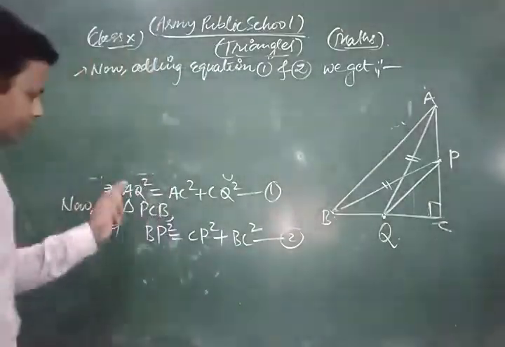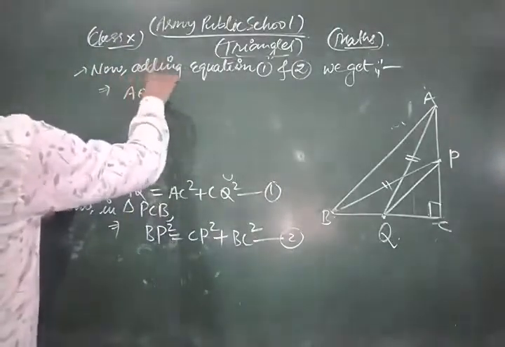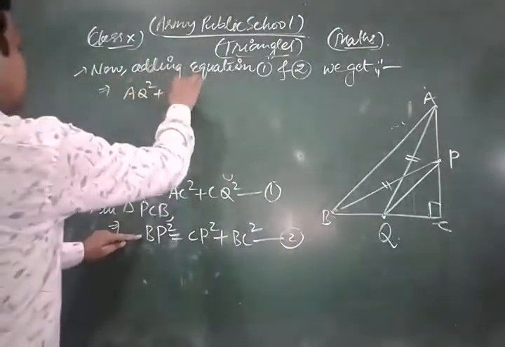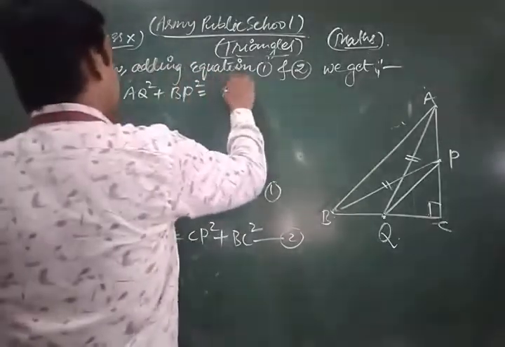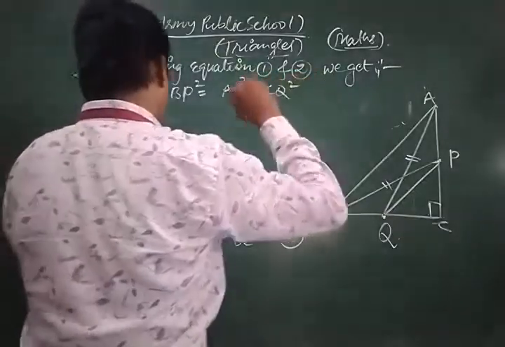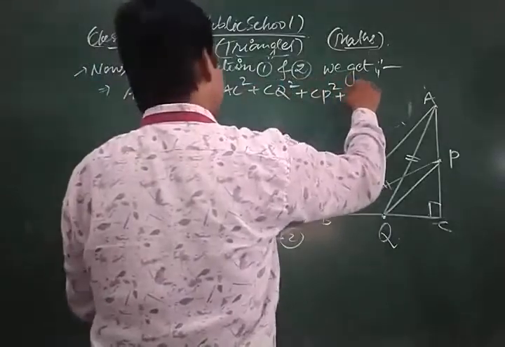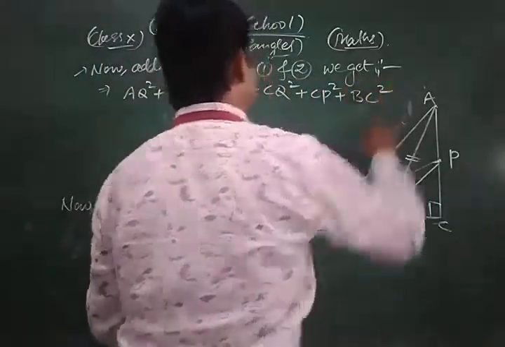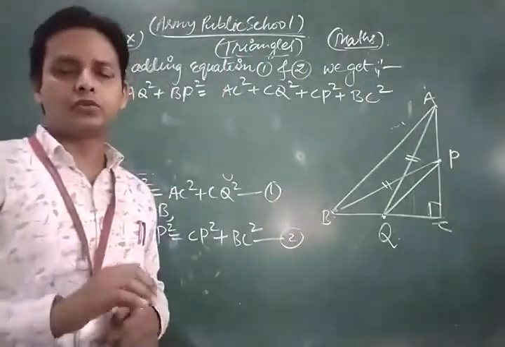So here we get AQ square plus BP square is equal to AC square plus CQ square plus CP square plus BC square. So in this way we just add equations 1 and 2.